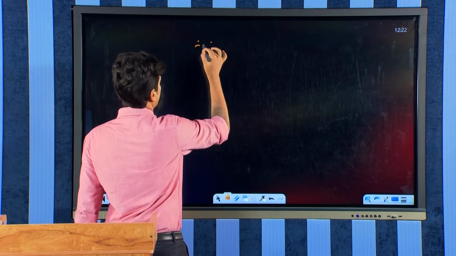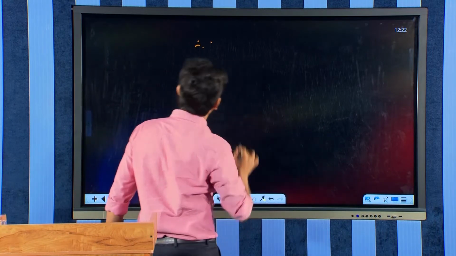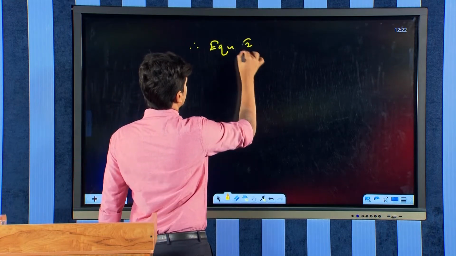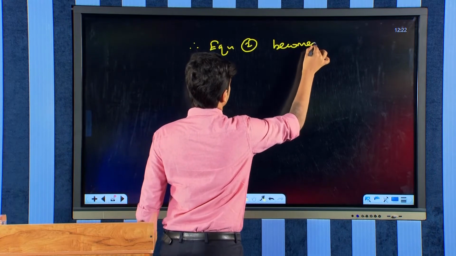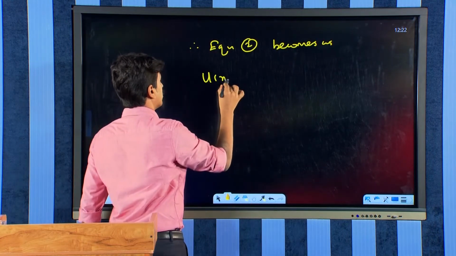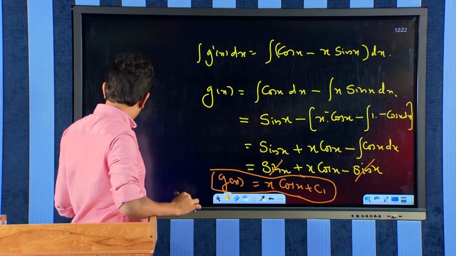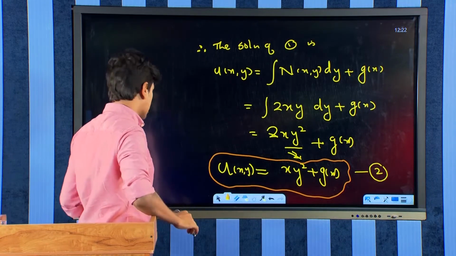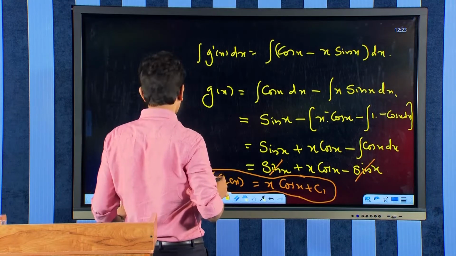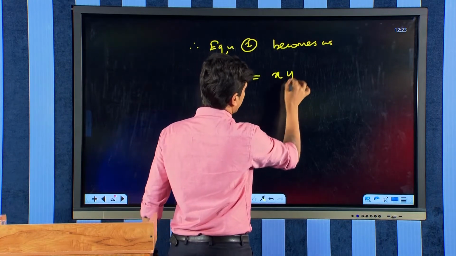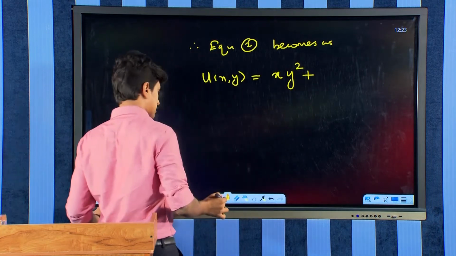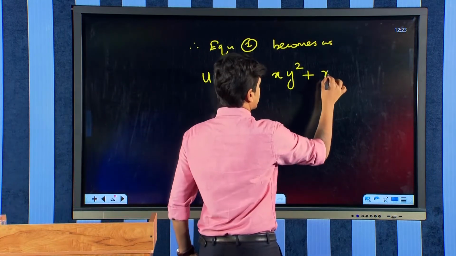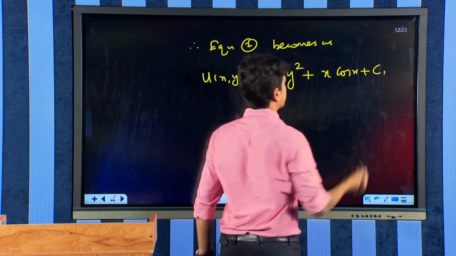Therefore, equation 2 becomes u of x y is equal to, going back to equation 2, x y square plus g of x. Instead of g of x we can write x cos x plus c 1. So this is equal to x cos x plus c 1, okay.